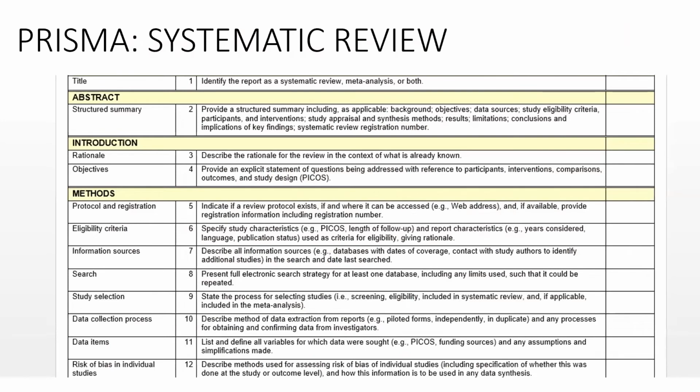And this is an example of the PRISMA systematic review. I think it's very important for a systematic review to see how the studies are selected, what information sources were used, how the search strategy was made, who made the study selection, by what terms they made the study selection, the data collection, and etc.